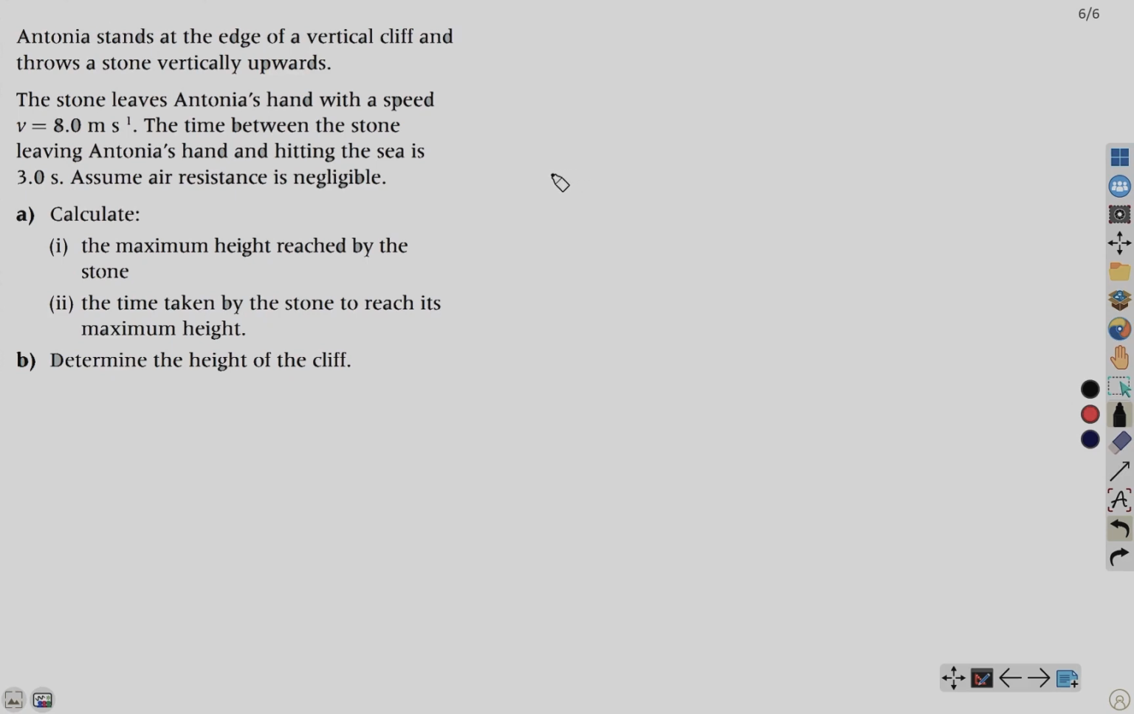So let's say Antonia is standing at a vertical cliff. Let's say this is the vertical cliff, and she is standing here and she throws a stone which will definitely go upward, and then it will fall at the sea level. Okay, let's say this is A, this is P, and this is B.